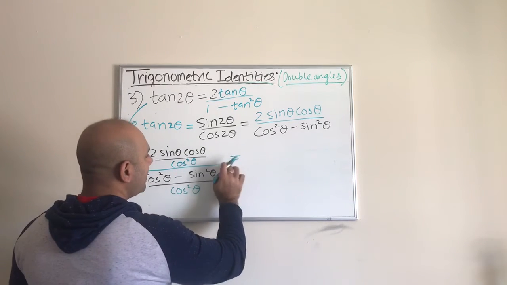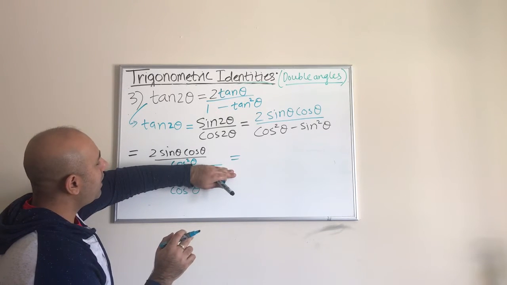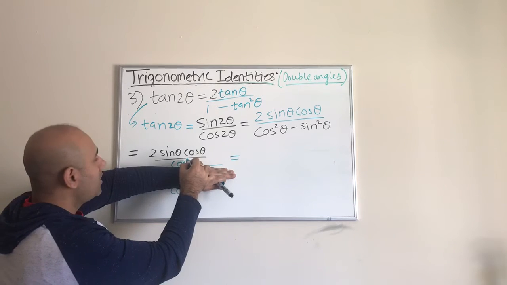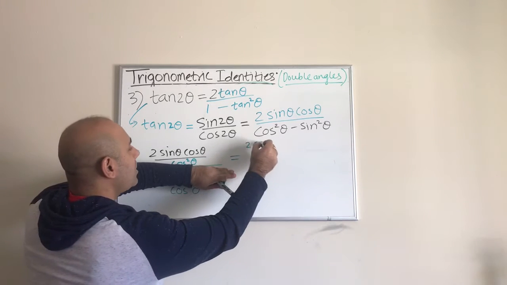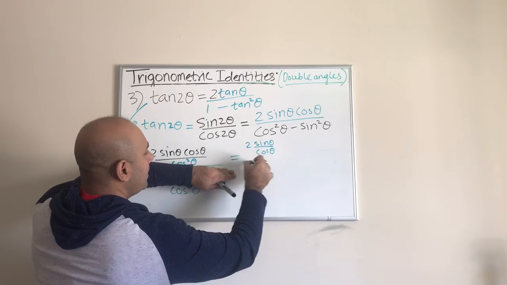Now let's see what happens when we simplify this. Guys, one thing at a time. Let us just focus on the ratio upstairs. So this cosine and one of the cosines will cross out, so I will only be left with 2 sine theta over cosine theta. Please look at that carefully, guys.